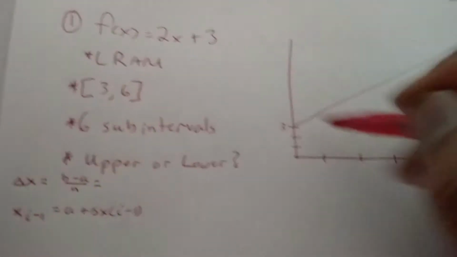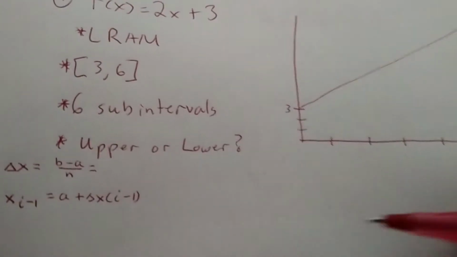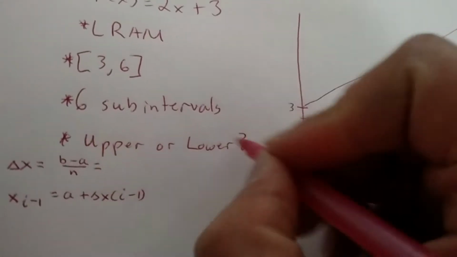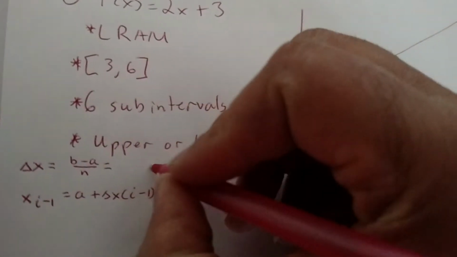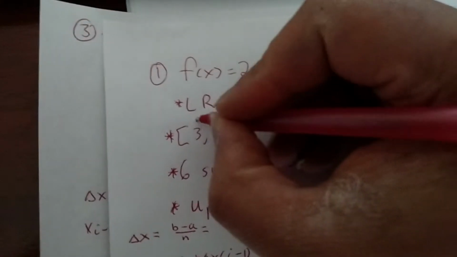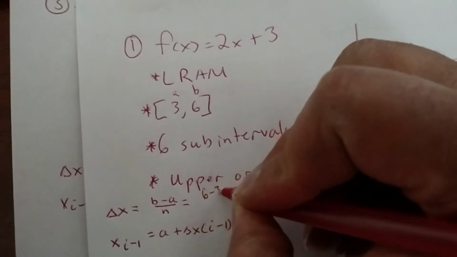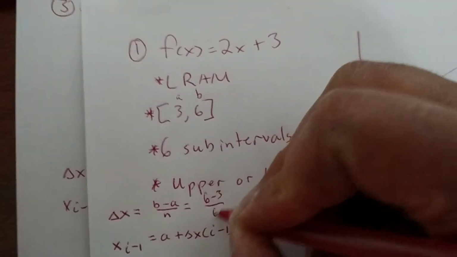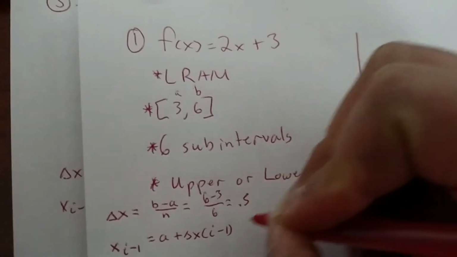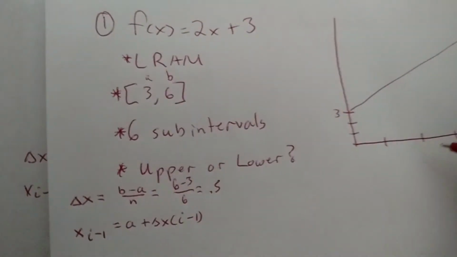Sorry about that. Okay, you don't need the graphs, but I'm going to draw them because the graphs really just put things into perspective. So this is an LRAM, 3 to 6, 6 intervals. The first thing we need to do, and then we'll tell if it's upper or lower, is find delta x. This is a and b, so b minus a, 6 minus 3, divided by 6. That's 0.5, 3 divided by 6, okay?